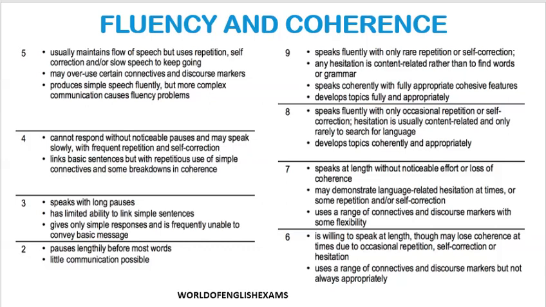Now if you see towards the right side, band 6 for the same factor says is willing to speak at length. So even the person who is getting a band 5 or above is usually maintaining a flow of speech. Now band 7 says speaks at length without noticeable effort. So definitely the person who is aiming for a band 7 has to maintain that flow of speech. So band 8 says speaks fluently. So clearly there is no problem at all with the flow of speech. Next, band 9 says speaks fluently with rare repetition.